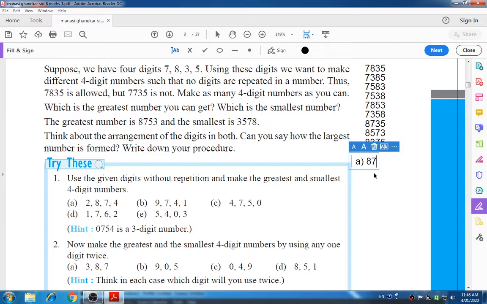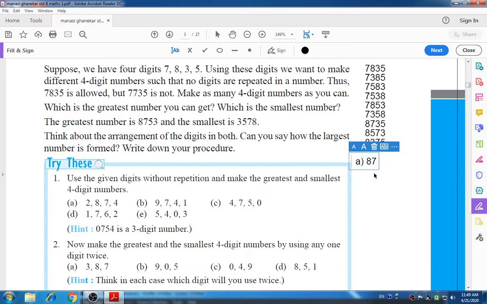Listen here carefully. To make the greatest 4-digit number, we have to arrange the digits in descending order. And to make the smallest number, we have to arrange the digits in ascending order. Look here carefully.